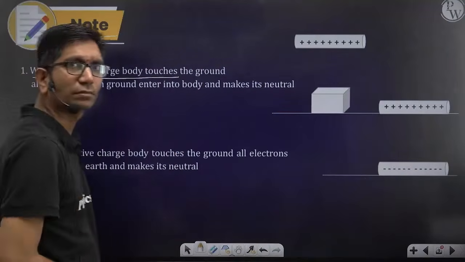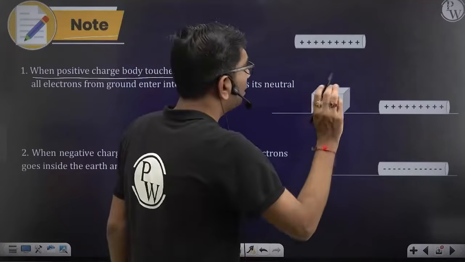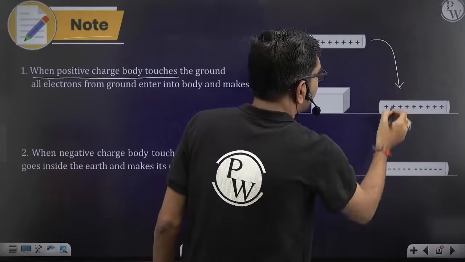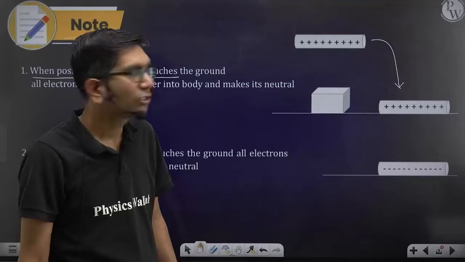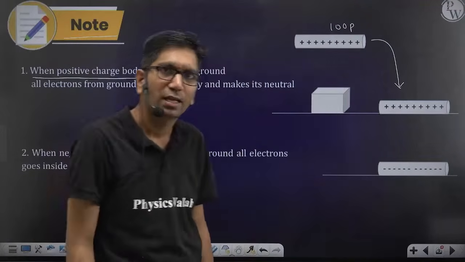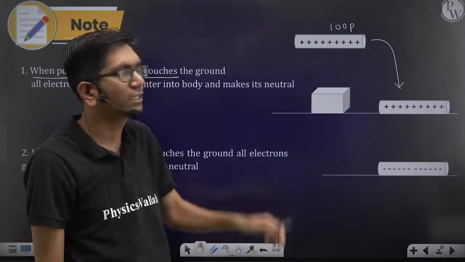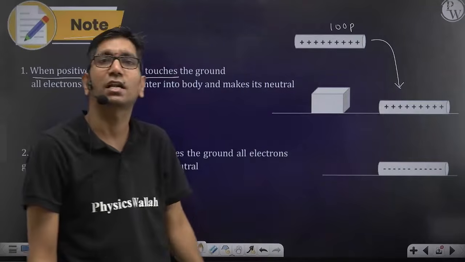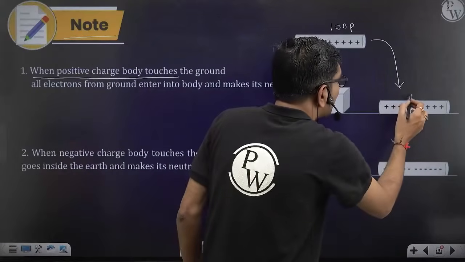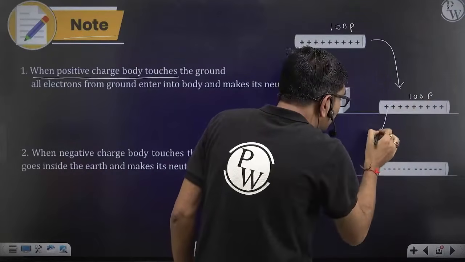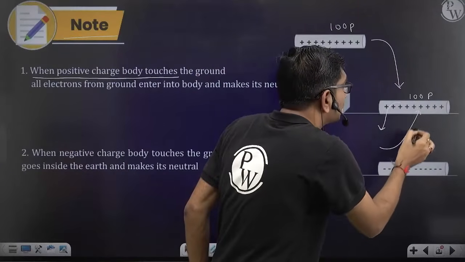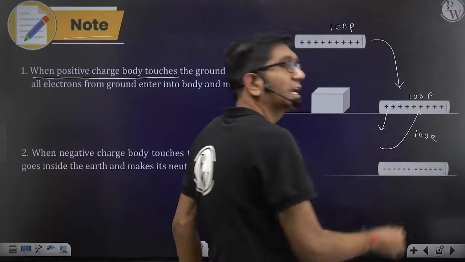So here you will get one doubt. Sir, this is a positively charged body, so it is falling on the ground, right? Let us assume that there are 100 protons inside this body. So when it is touching the ground, what happens now? Do these 100 protons go inside the earth, or do 100 electrons from the earth go inside the rod?